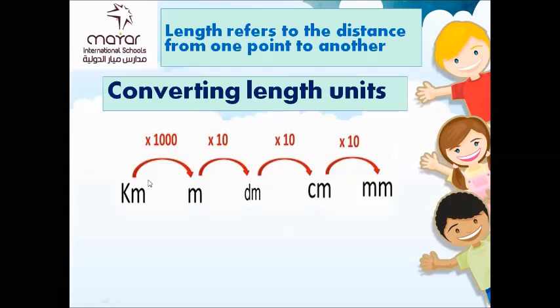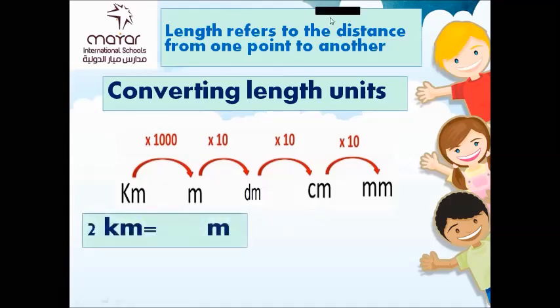So here, to change from kilometer to meter, we multiply by 1,000. From meter to decimeter, 10. From decimeter to centimeter, 10. From centimeter to millimeter, another 10. Now, let's work out the first one. 2 kilometers equals how many meters? You're going to come and look here.